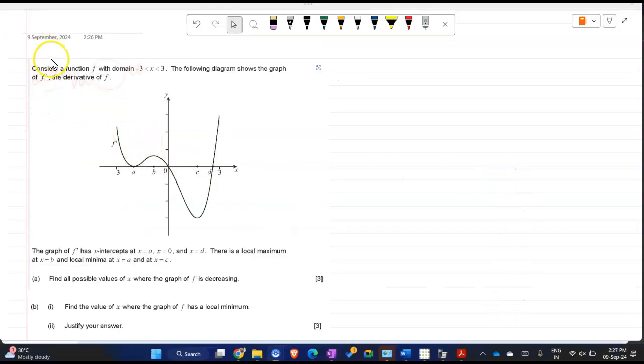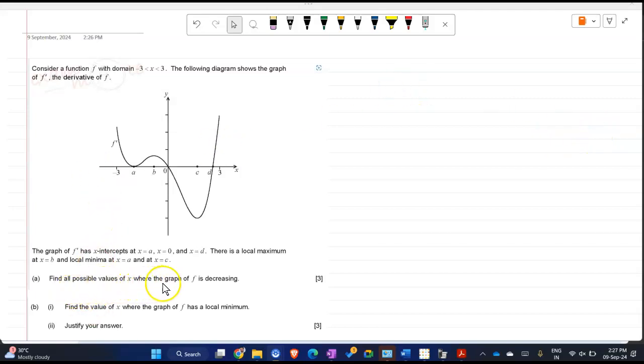So similar again, consider a function f with domain from minus 3 to 3. The following diagram shows a graph of f dash x, the derivative of f. The graph of f dash has x-intercepts at a, 0, c and d, sorry, a, 0 and d. It has a local maximum at x is equal to b and a local minimum at x is equal to c.